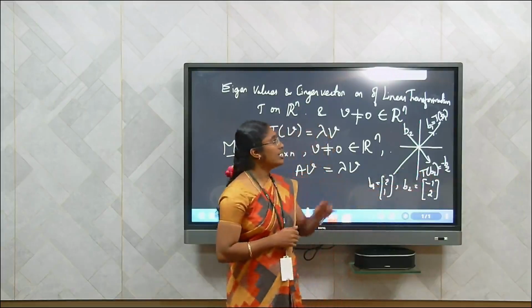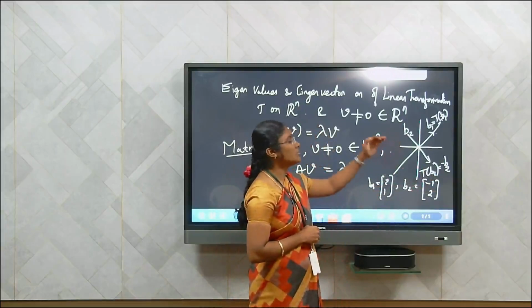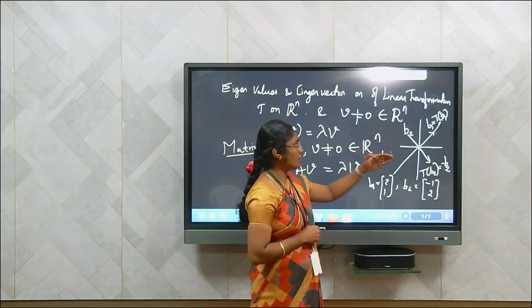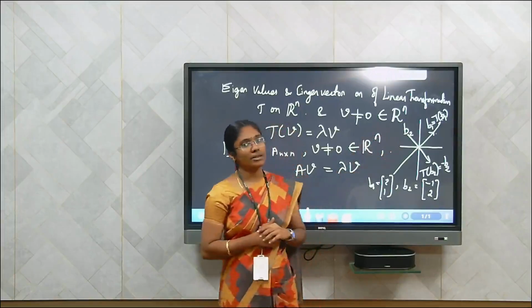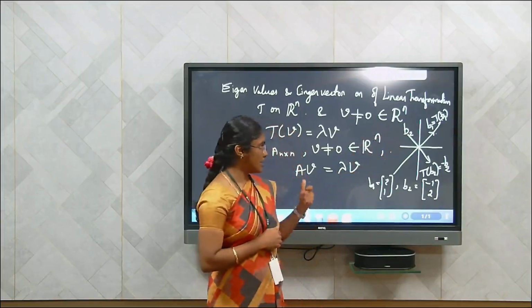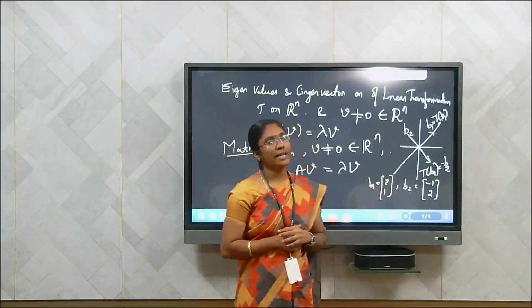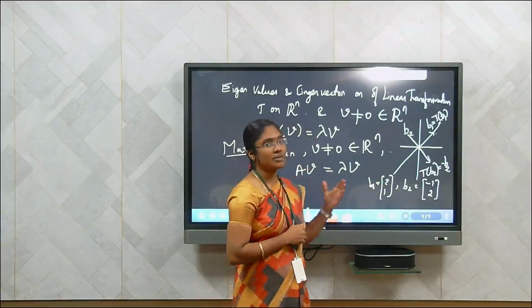So here b1 = T(b1), and that's why lambda is equal to 1. So for the corresponding vector b1, the eigenvalue is 1, and similarly for the vector b2, that is (-1, 2), the eigenvalue is the constant -1.